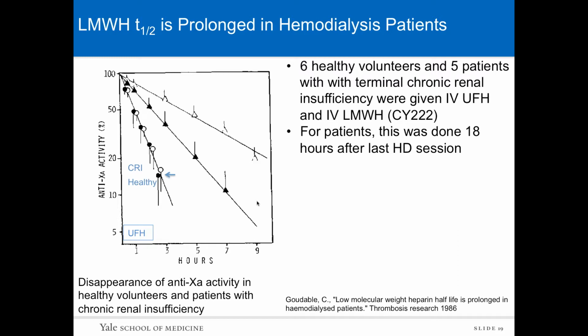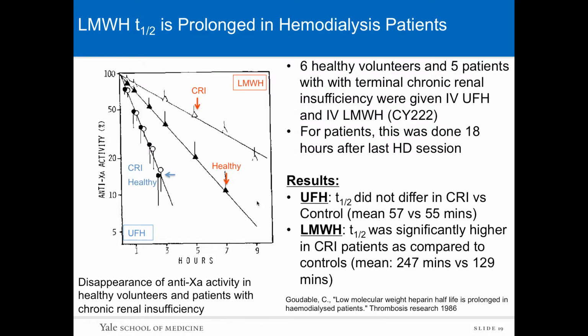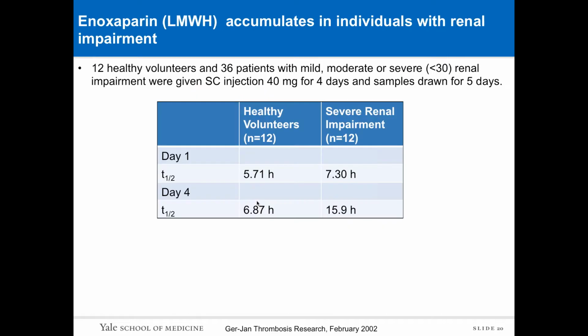The blue graph shows unfractionated heparin, and it shows that the elimination of unfractionated heparin is similar in individuals with chronic renal insufficiency as well as healthy individuals. Whereas low molecular weight heparin tends to persist much longer in individuals with chronic renal insufficiency as compared to healthy volunteers. Thus, the half-life, as demonstrated by the graph, of low molecular weight heparin is much higher in the individuals with chronic renal insufficiency as compared to controls.